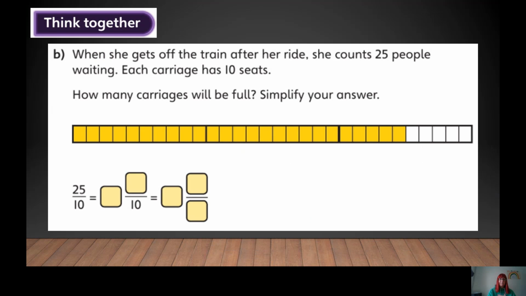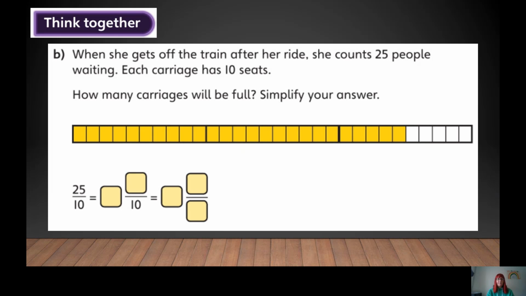How about this one? Okay, I'll read it to you, then pause, and then we'll go through some answers. So this time Olivia gets off the train after her ride and she counts that 25 people are waiting. Each carriage has 10 seats. The question being, how many carriages will be full? Simplify your answer.